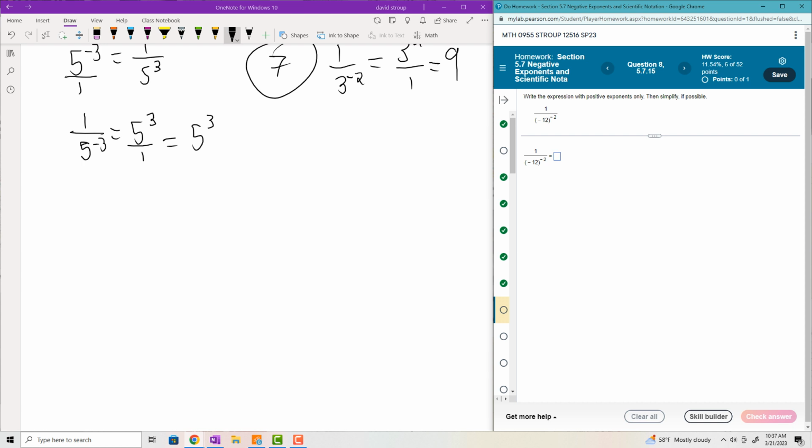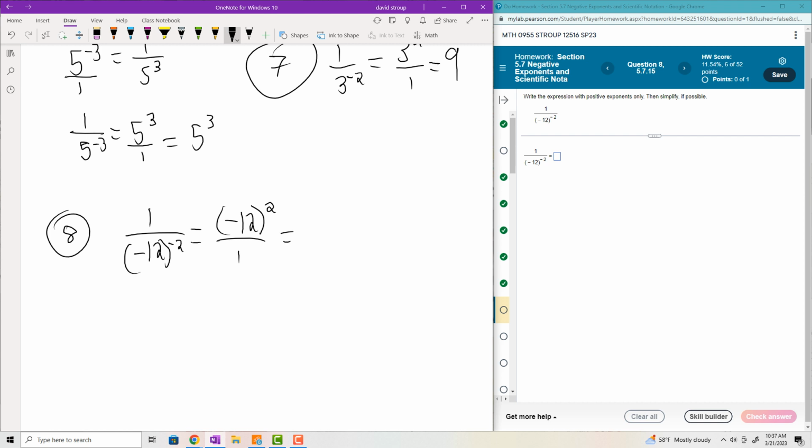Now they're dealing with the base stuff, with the negatives. So the negative is included in the base because of the parentheses. So you just bring that whole thing up to the numerator, change the sign of the exponent. And then negative 12 squared is positive 144 over 1, if you wish, but that's just 144.